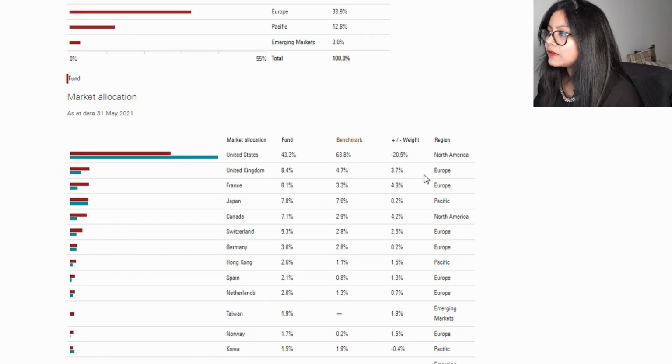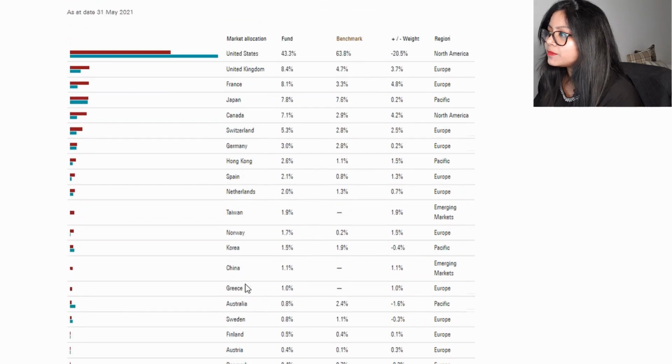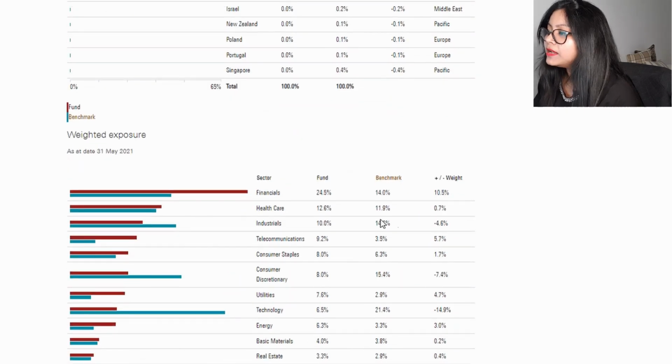And then you have further allocation by country, and you have some sector level information as well. It tells you where the fund is overweight or underweight versus the benchmark. It is heavily overweight in financials. That completely makes sense, because financials and banks tend to pay out a stable amount of dividends. That's what they're known for, which is why the fund is overweight by 10.5%.